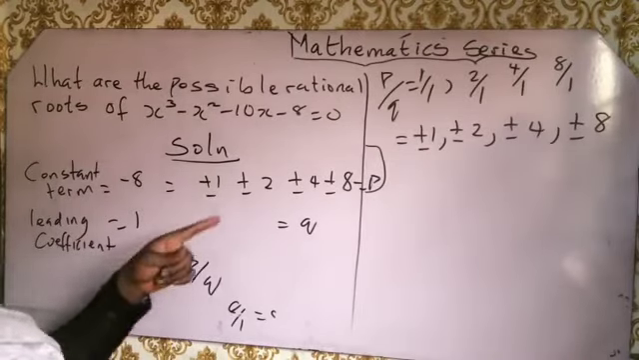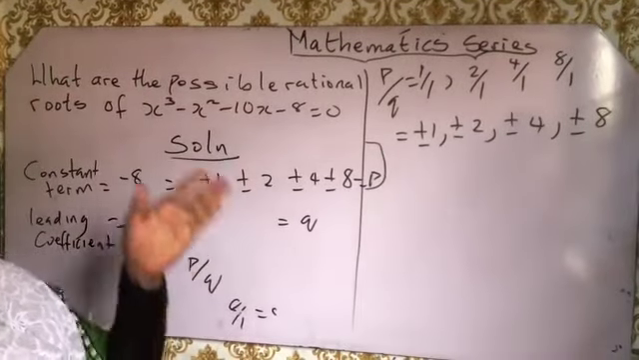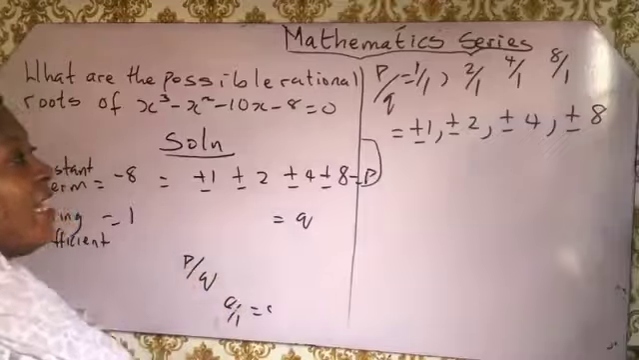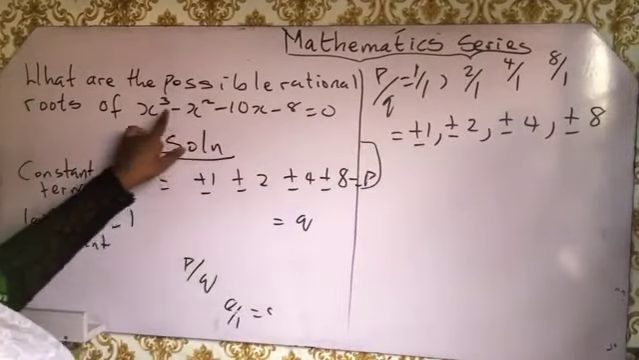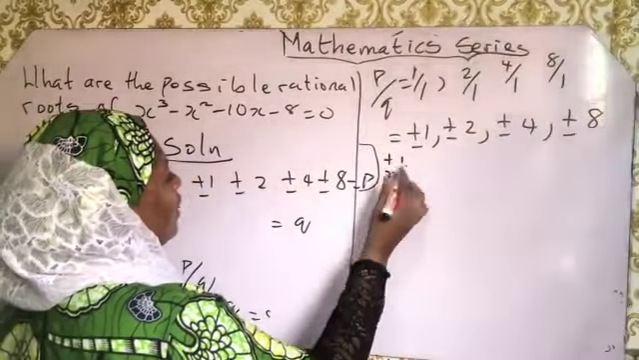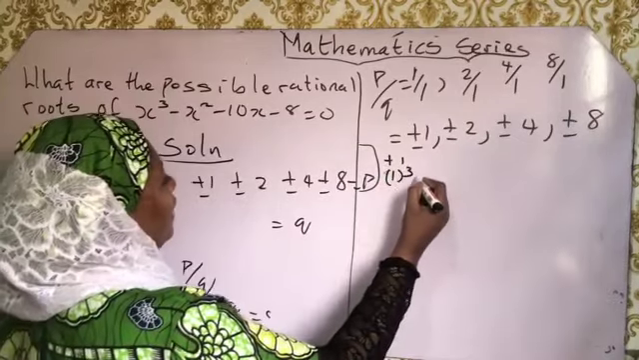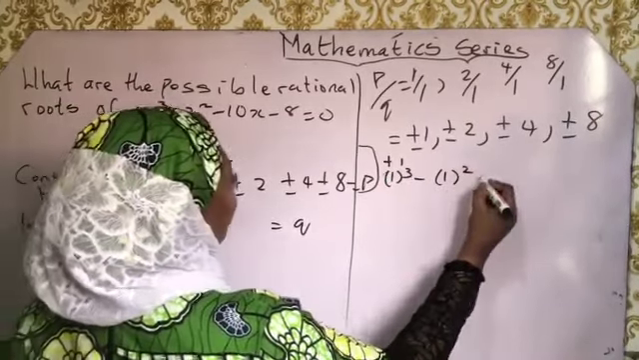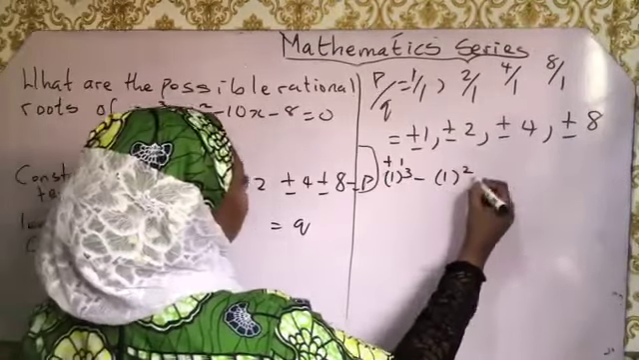Now let's try to see if each of the rational roots is a root of the equation. So how do we test that? We test that by putting each of them into the equation. So we have plus 1. So it's going to be 1 cubed minus 1 squared minus 10 into bracket 1 minus 8 is equal to 0. 1 cubed is 1, minus 1 squared is 1, minus 10 times 1 is 10, minus 8 is equal to 0. 1 minus 1 is 0, minus 10 minus 8 will give us negative 18, so plus 1 is not a root. Let's try negative 1.